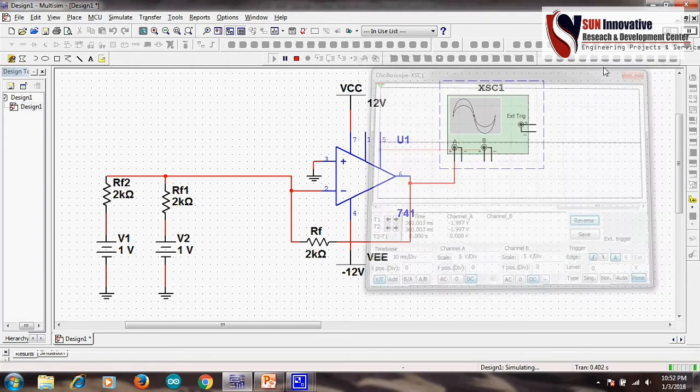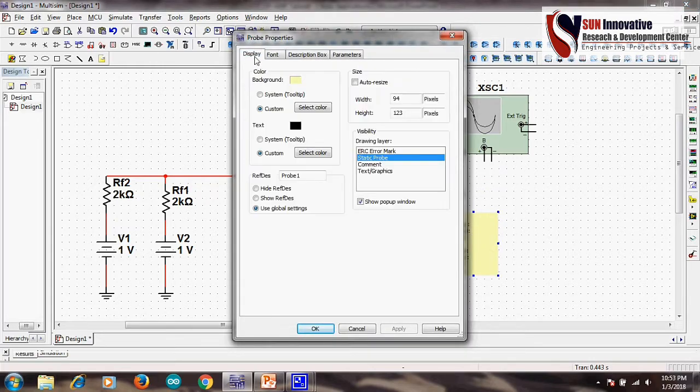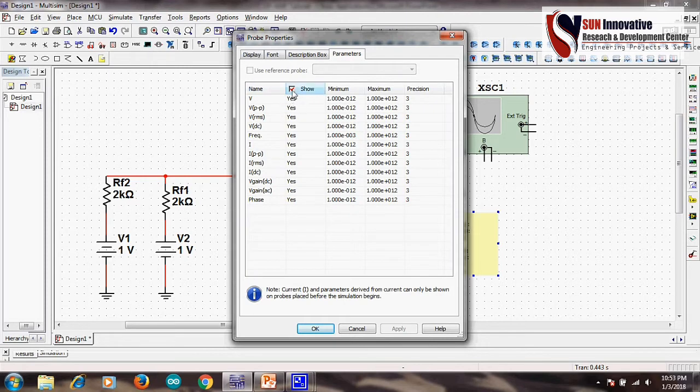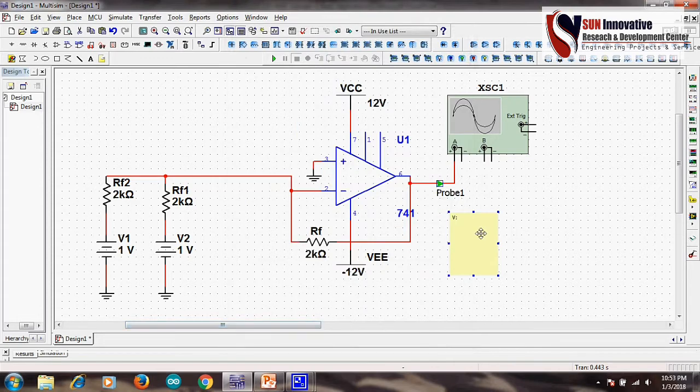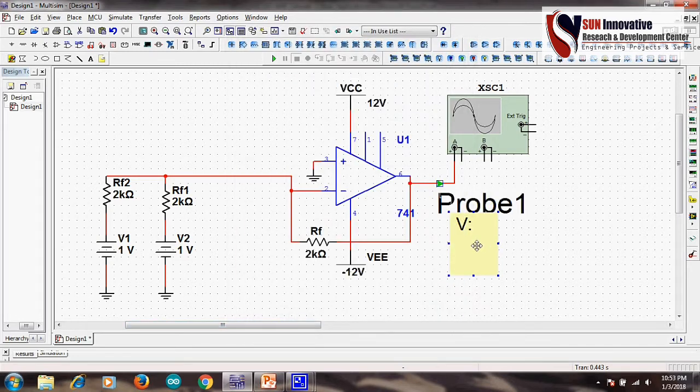So we have to verify whether this circuit is working as an adder circuit or not. Mathematically we know 1 plus 1 is equal to 2 volts, but the output must be checked practically, so we can take the probe and check the output voltage from here. So this is a display. Using this display you can measure the output voltage. We need only the V voltage, so this is the V output voltage. We will change the font, making it visible. So this is my probe.